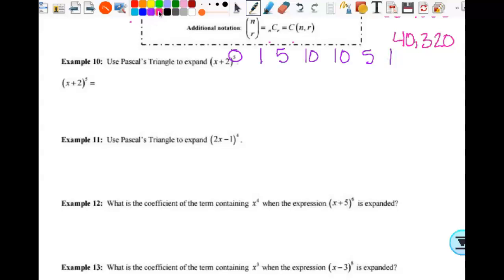So here's how we get this to start. Remember, this is A, this is B. Okay? So I'm going to take the first number in the row, which is 1. Then I'm going to multiply it by A and B in parentheses, x times 2. Okay? Plus, I take the second number, which is 5, multiply it by x times 2.